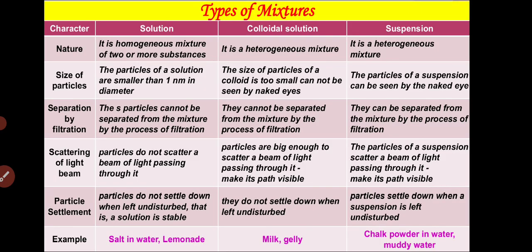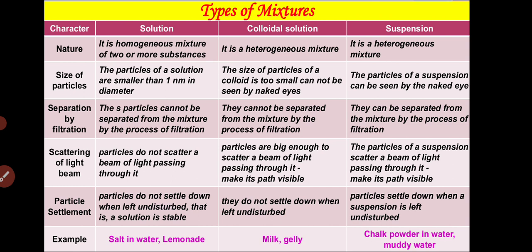So in this slide, we are going to discuss the characteristics of different types of mixtures. Mixtures are seen in three types. One is solution, one is colloidal solution, and third is suspension. So based upon the nature, they can be divided into different categories. In this slide, we are going to study the nature of the mixture, the size of particles of that mixture, whether they can be separated by filtration, whether they can scatter a beam of light, and whether the particles settle down.